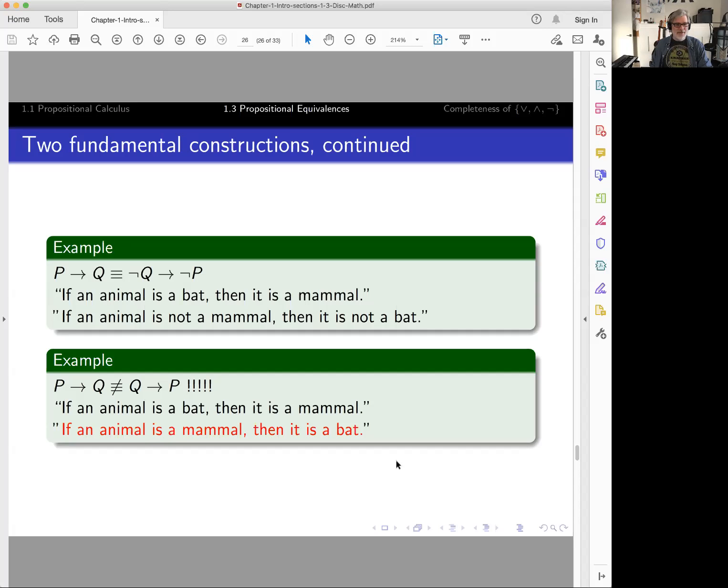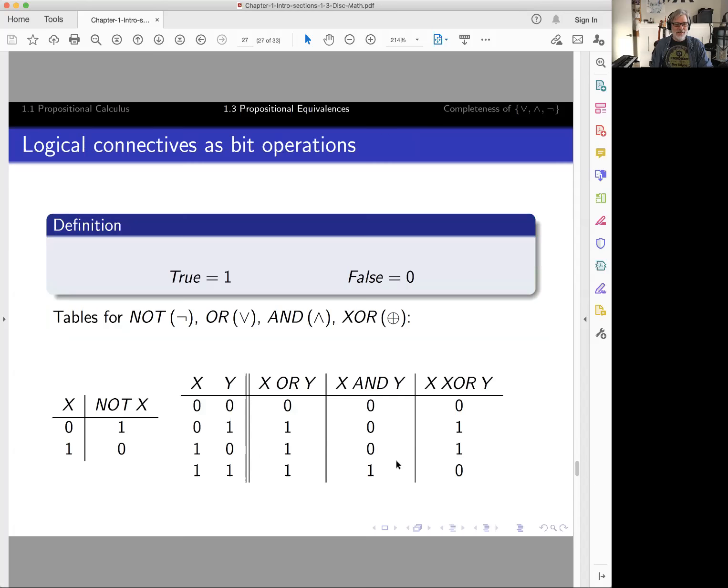Isn't this fun math? Okay, anyway. I think we're almost done with 1.3. Yes, let me talk about logical connectives as bit operations.